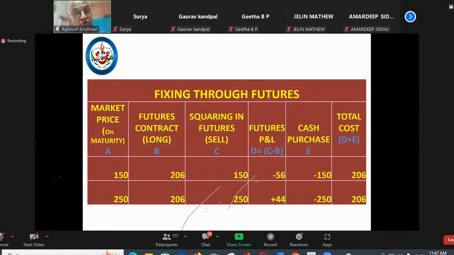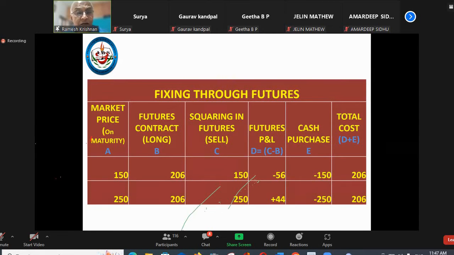You did not choose 206. The exchange was quoting 206. So you bought cement, 1,000 bags. You did not buy cement. You bought cement contract, 1,000 equivalent to 1,000 bags at 206. So that is the first part, B.